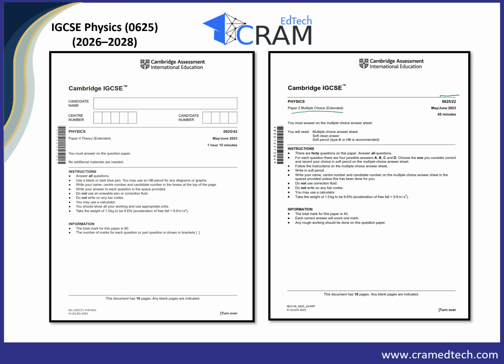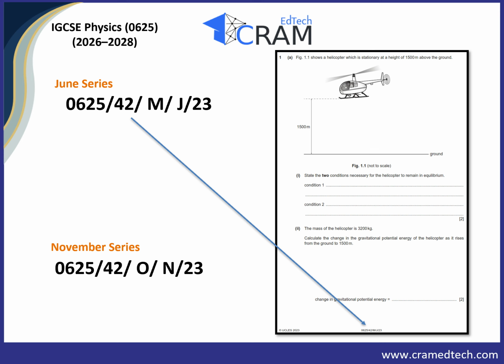And you can see over here the theory paper, paper 4. It is for May June 2023. 0625 paper 4, and this 2 shows us that it is the second variant, so it means it belongs to zone 4. You can see here this is the next page of paper 4. You can have a look here, the questions are there. At the bottom of the page you can see it is written 0625 42 MJ23. What does it mean?